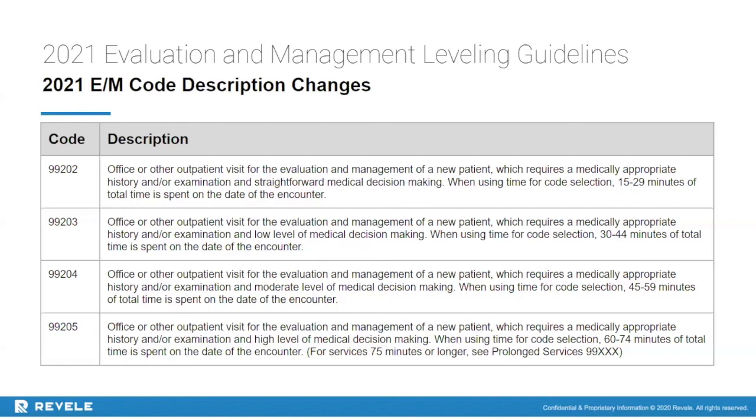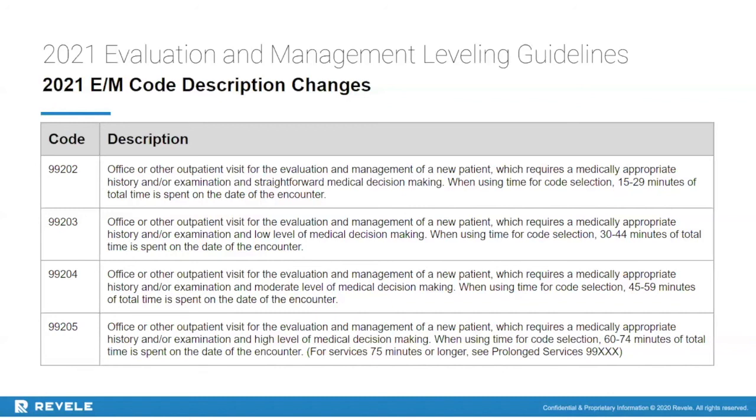99204, office or other outpatient visit for evaluation and management of a new patient, which requires a medically appropriate history and/or examination and a moderate level of medical decision making. When using time for code selection, 45 to 59 minutes of total time is spent on the date of the encounter.